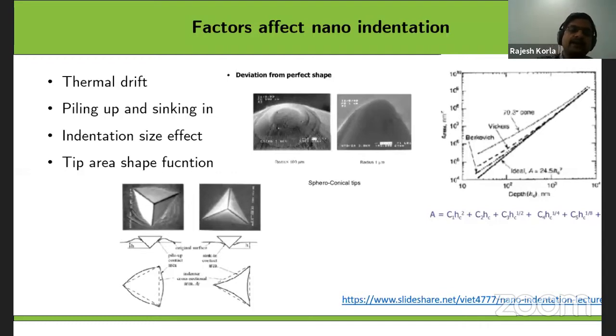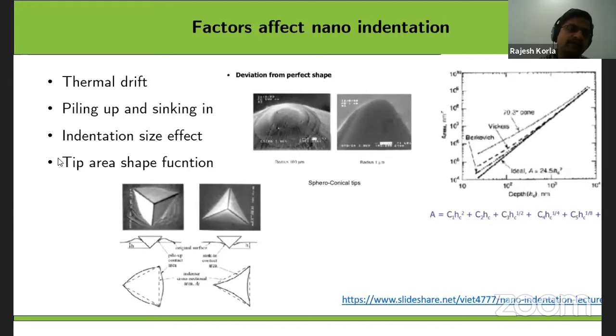So that means at the initial loads, initial depths, by changing the indentation depth, the hardness can change. But beyond a certain depth, by further increasing the depth of the indentation, your hardness will not change. That means after that, there is no indentation size effect. Below that depth, there is an indentation size effect. So you should measure most of your hardness in the range where there is no indentation size effect, so that you can get the actual information.